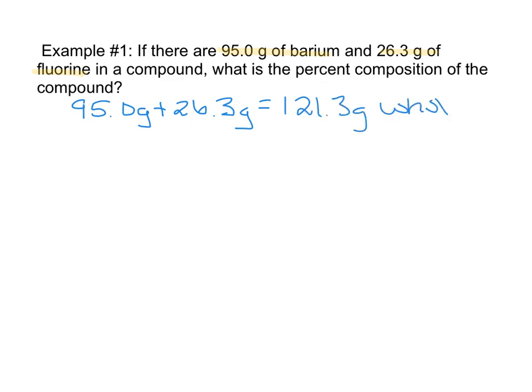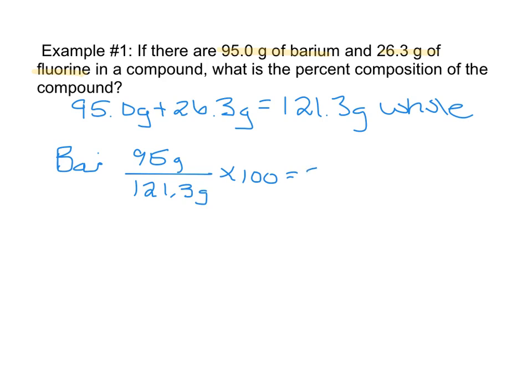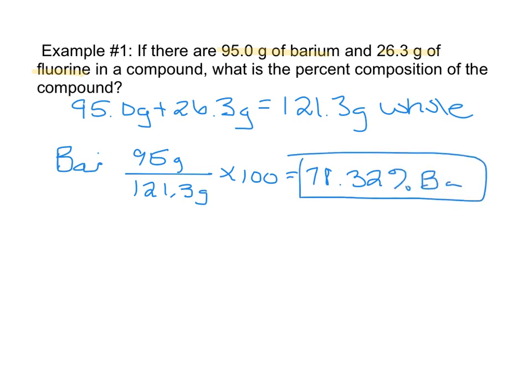So that's my whole. Okay, from there, let's do barium. So for barium, I know that 95 grams of it is barium out of 121.3 grams of the whole times 100 to turn it into a percent. You're going to get 78.32% barium. Same thing, as mentioned before, 2 decimal places. Now be sure in your percent to list out what element it is. If you just told me it was 78.32%, I won't know if you're talking about barium or fluorine. So you want to be sure to list what element you're talking about in your answer.